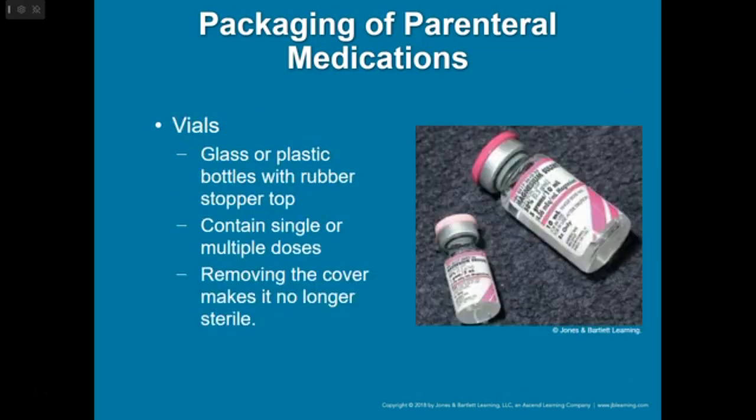A vial makes sense. It's a glass container or a plastic container with a rubber stopper on the top. Seems very simple. Can have single dose or multiple doses. Once you pop that little cover off the top, it's no longer sterile, but it can still be a multi-dose vial. So you want to cover that back up, and then you're also going to clean the top of that. If it was ever needed for multi-doses, you're just going to clean that top with alcohol, some sort of aseptic technique to make sure you don't have any germs on top of that before you poke through it with the needle.